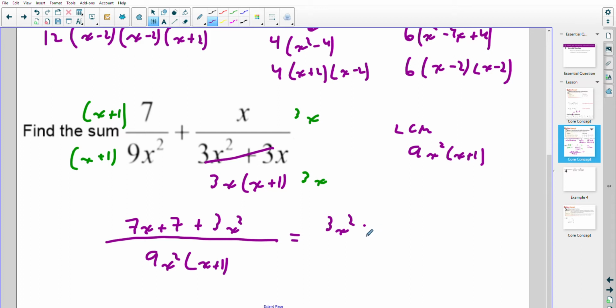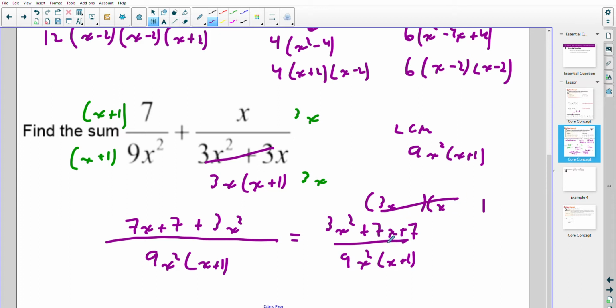3x squared plus 7x plus 7 over 9x squared times x plus 1. And now you're always going to see, can you actually factor this? Let's see, I would think that I probably can't. It has to be 3x and an x to get the smallest number. If I put a 7 here, it's already going to be at 7, and it's only going to be more than that. So no, I can't get it going further than this. It doesn't factor.